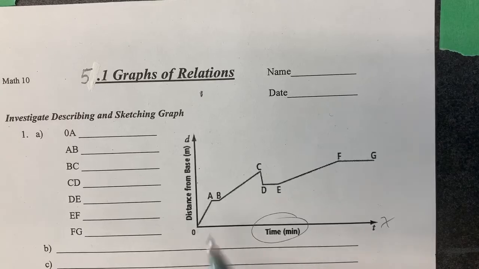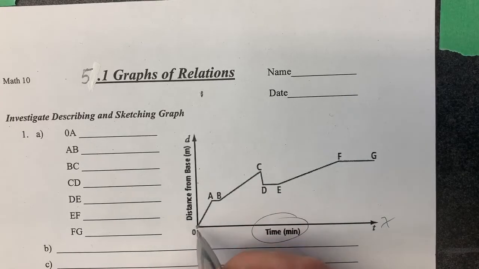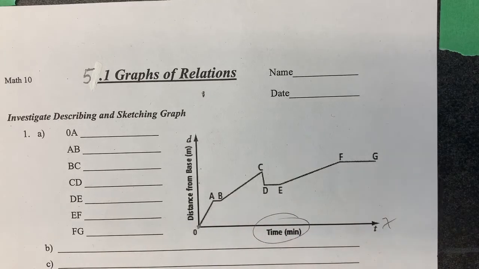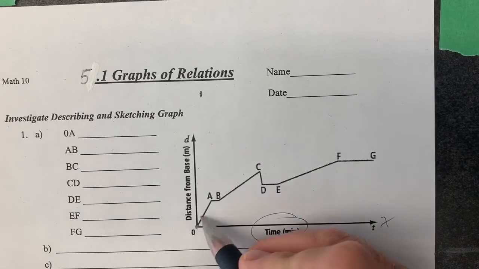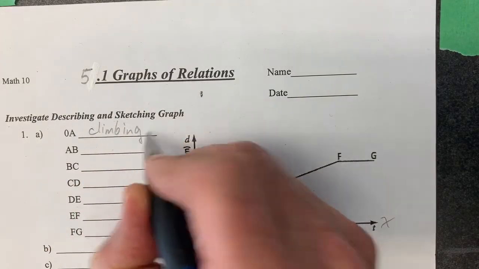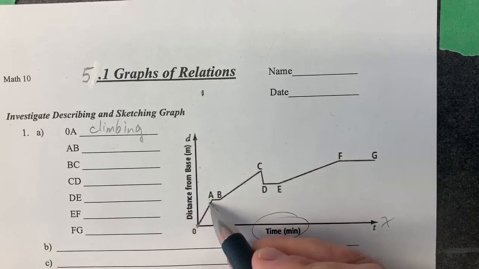Okay, so O is the origin. This is the base of the mountain. So they say, this shows the vertical distance of a rock climber from the base of the cliff. So are they climbing, are they resting, or are they descending, and describing what's happening. So from O to A, they're climbing. All right, so you're going up, right? The distance from the base, you're going up.